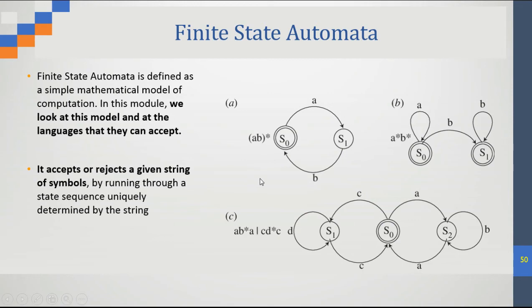In this example, we have two states, S0 and S1. In the first state, we have only one option, the input A. So to move from S0 to S1, the input should be A, and then P, then A, then P. So the string can be generated by this machine.